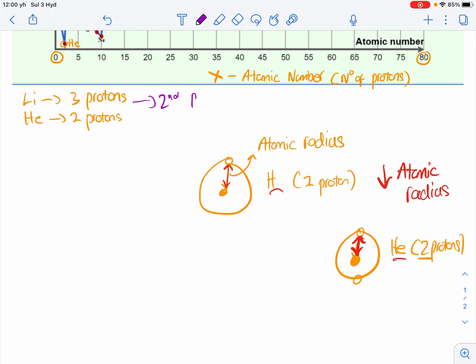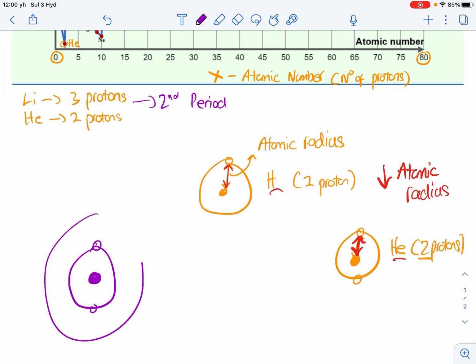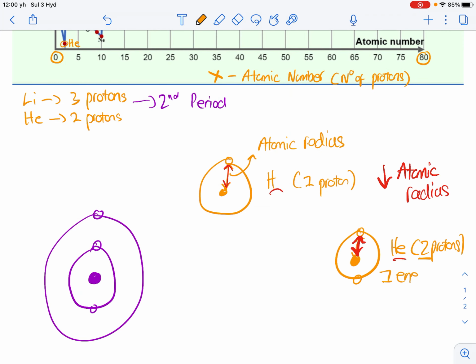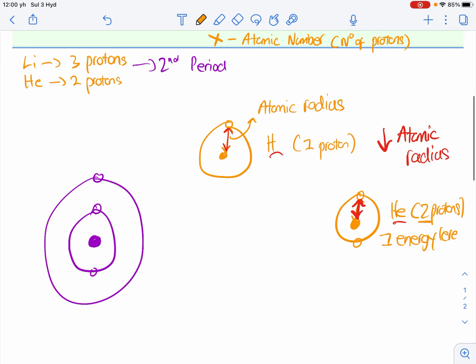lithium is in the second period. So if we actually draw our Bohr model for lithium, we have 3 protons. I'm going to make the nucleus a little bit bigger. We have 1 electron, 2 electrons, and we have our 3rd electron out here. So we've gone to another energy shell, right? Another energy level. When we were looking at helium, we just had 1 energy level, or you'll hear it also referred to as 1 shell, that's it. By the time we get to lithium now, we have 2 energy levels or 2 shells.